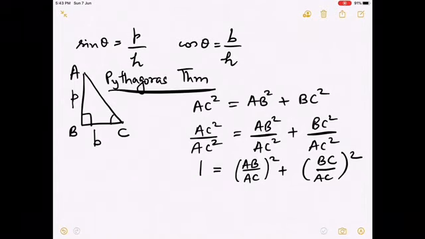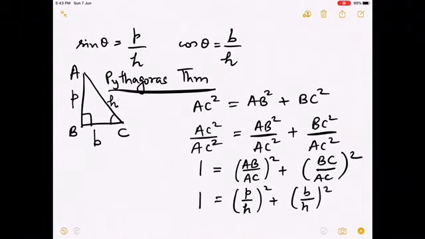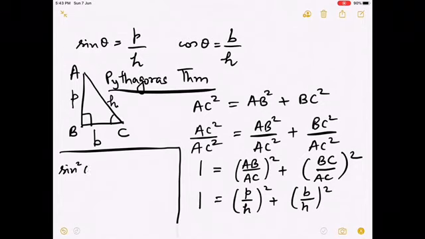And for this triangle, AB is perpendicular, AC is the hypotenuse, so we can write this as 1 is equal to (P upon H) whole square plus (B upon H) whole square. Now as we know, P upon H is nothing but sin theta and B upon H is cos theta. So we can write this as sin square theta plus cos square theta is equal to 1.